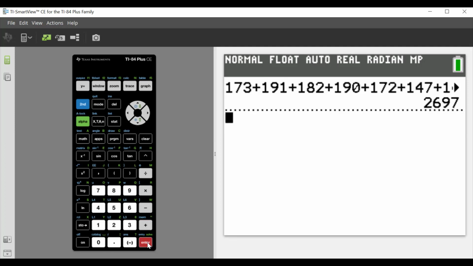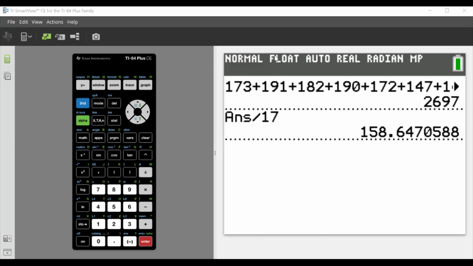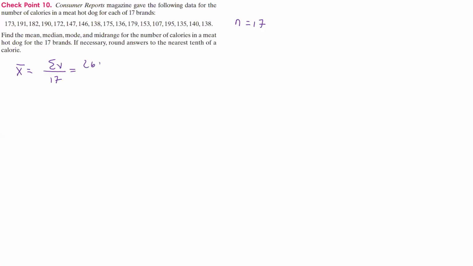So that's 2697. Now remember, there were 17, so if we divide that by 17, that gives us our mean of 158.6. I think they said they wanted it to the nearest tenth. So 2697 divided by 17 was 158.6, and that's calories for each hot dog. Okay, so that's the mean.